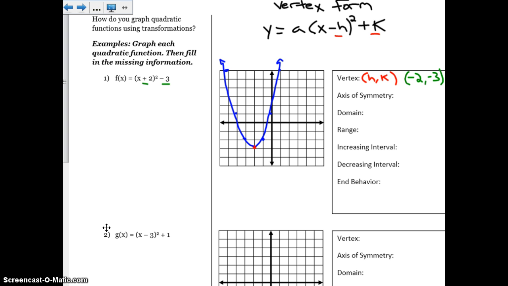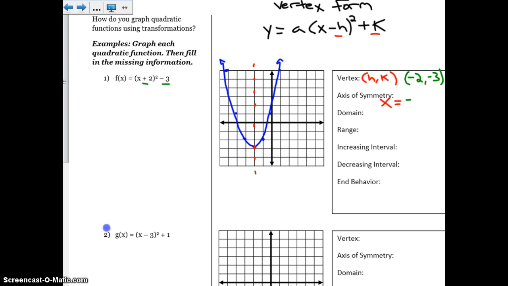The axis of symmetry for this graph, remember the axis of symmetry is the line that goes right through your vertex. So I'm going to draw a dotted line here in red. And you see how it goes right through the vertex and makes it symmetric. So your axis of symmetry is always going to be x equals, since it's a vertical line, x equals whatever the x value of your vertex is. So the x value of our vertex here is -2.